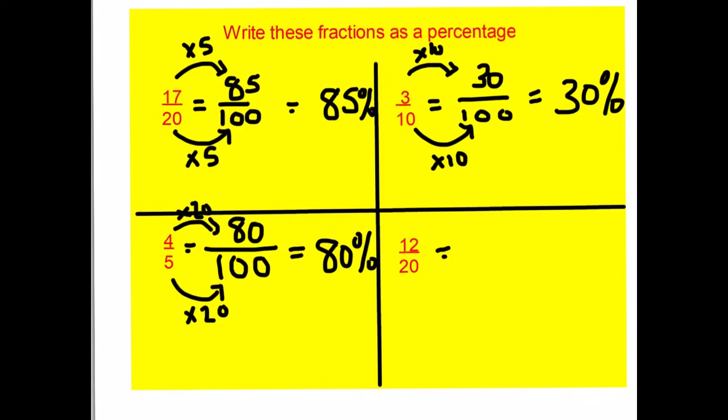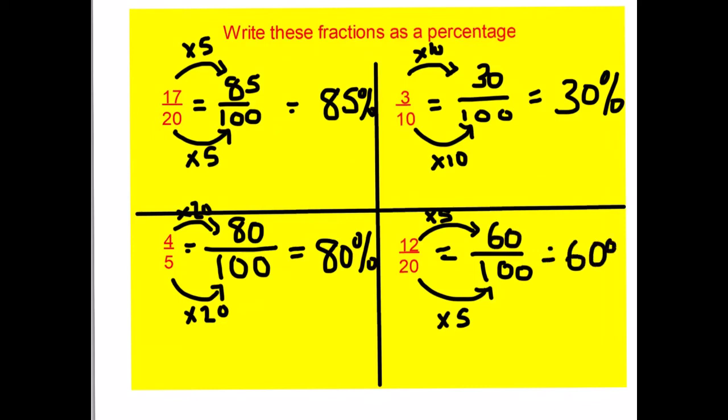My final one, again turn it into 100ths first. To get from 20 to 100, I times it by 5. So I must do the same to the top, times my 12 by 5 gives me 60. 60 over 100 is 60%.